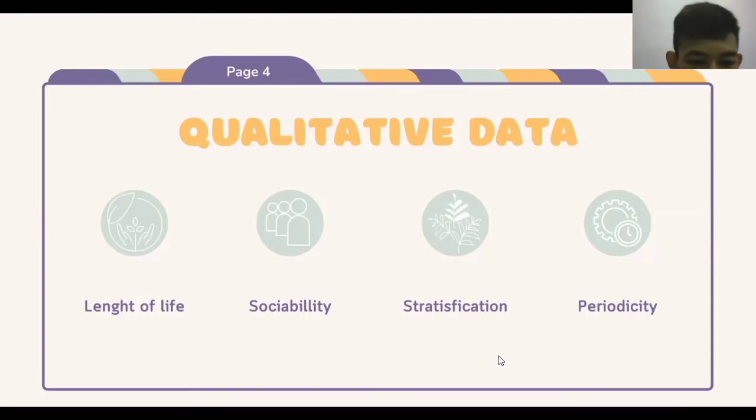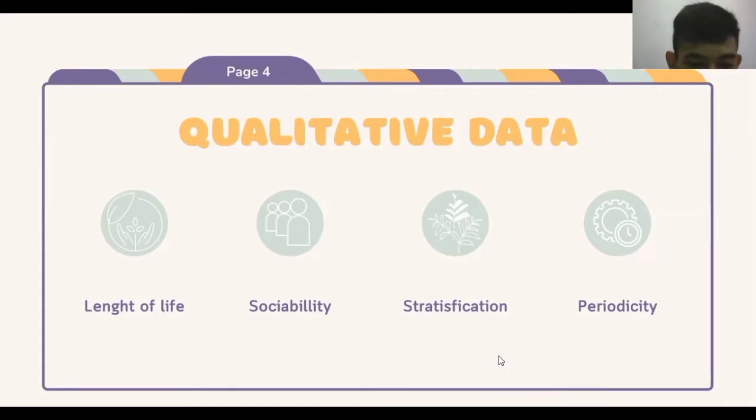Next, stratification. Stratification is the classification of plants based on difference in plant height. In this case, they are generally grouped into classes 1 until 20 centimeters, 21 until 40 centimeters, 41 until 60 centimeters, 61 until 80 centimeters, and 81 centimeters and higher.